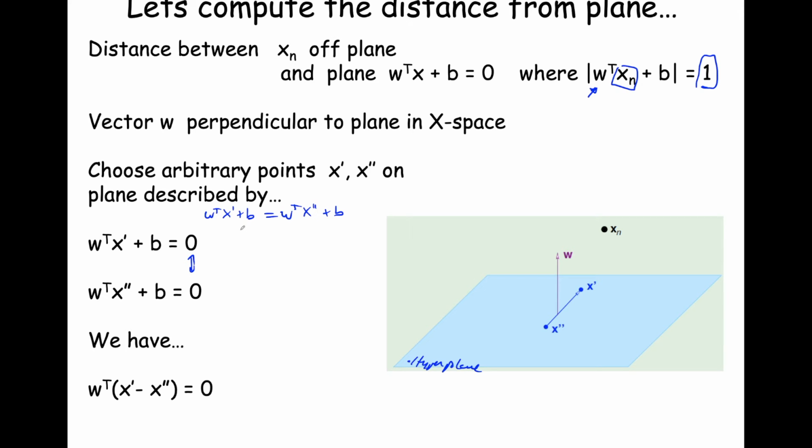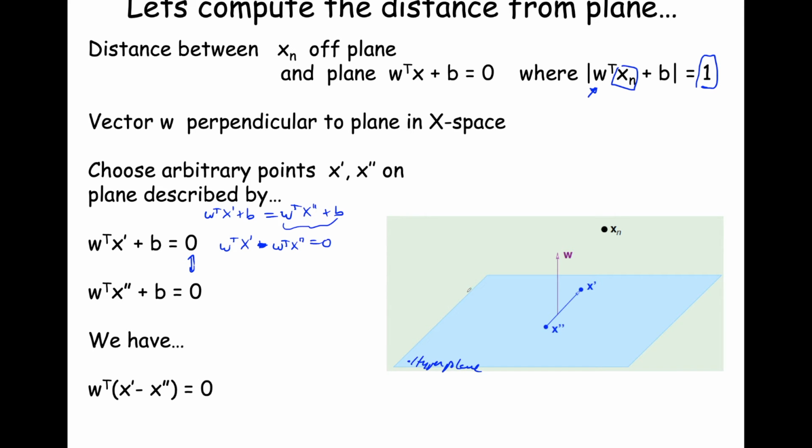And so if we take our expression and subtract W transpose x double prime from both sides of the equality, the B's are going to cancel, and we get W transpose x prime minus W transpose x double prime is equal to 0. And so we factor out the common W transpose. This is just unwinding the distribution of multiplication by W transpose from this subtraction. And we get W transpose times the quantity x prime minus x double prime is equal to 0.